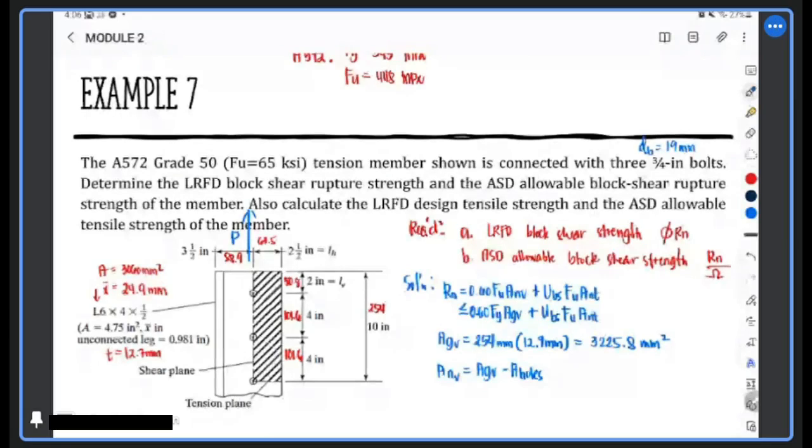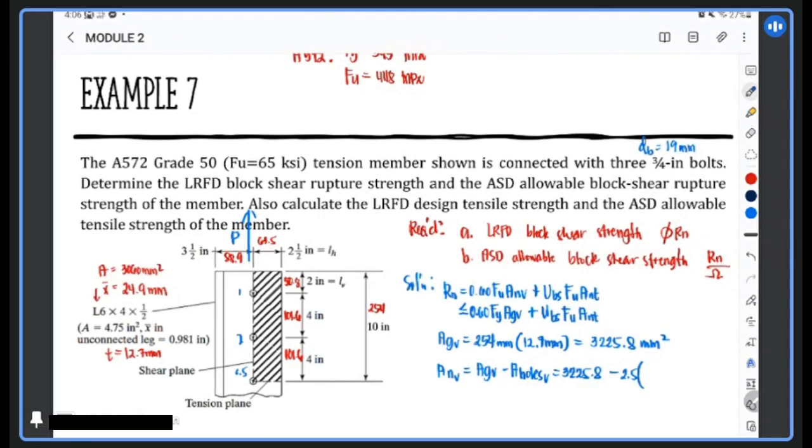For shear, okay? Our gross area for shear is computed as 3,225.8 minus the area of our holes. Di ba sabi natin kanina, 1, 2, and 0.5. That's 2.5 times what? The area of one hole. That would be equal to how much?